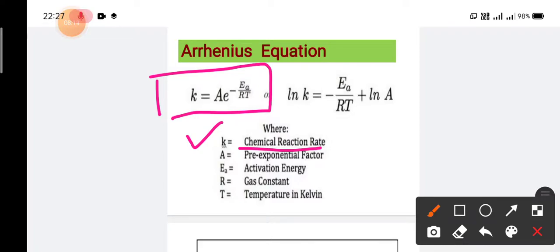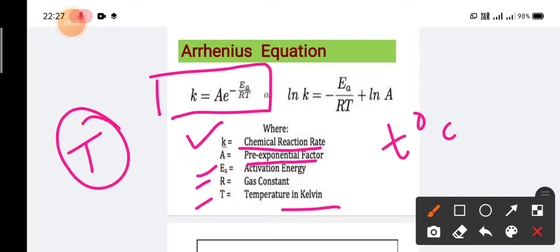A is called the pre-exponential factor. Here e to the power means exponential, and Ea is the activation energy, as we know. R is the gas constant, the universal gas constant, and T is the temperature in Kelvin scale. As we know, small t is in degree Celsius and capital T is in Kelvin, so here we use the capital T. So the Arrhenius equation is basically k is equal to A into e to the power minus Ea by RT, where k is the chemical reaction rate, A is the pre-exponential factor, Ea is the activation energy, R is the universal gas constant, and T is temperature in Kelvin scale.